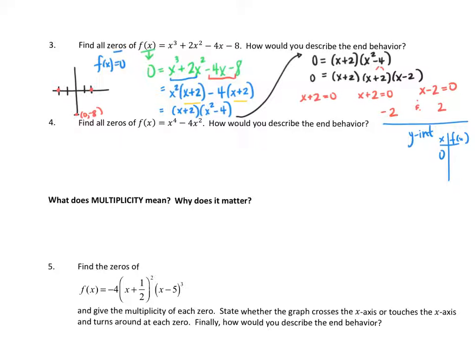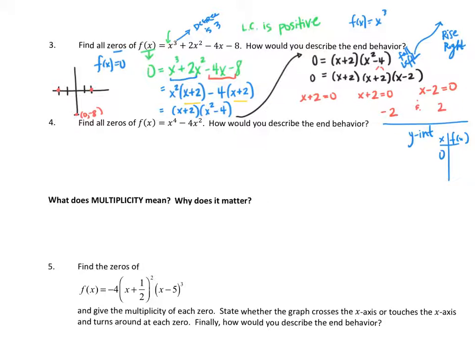Now, when it talks about end behavior, I can actually know what the end behavior would look like because I know the leading coefficient right here is positive because it's 1. And I know that my degree is 3. So my end behavior is going to replicate f of x equals x to the third. So I could even think about what that graph looks like. So it's going to rise on the right and fall on the left.